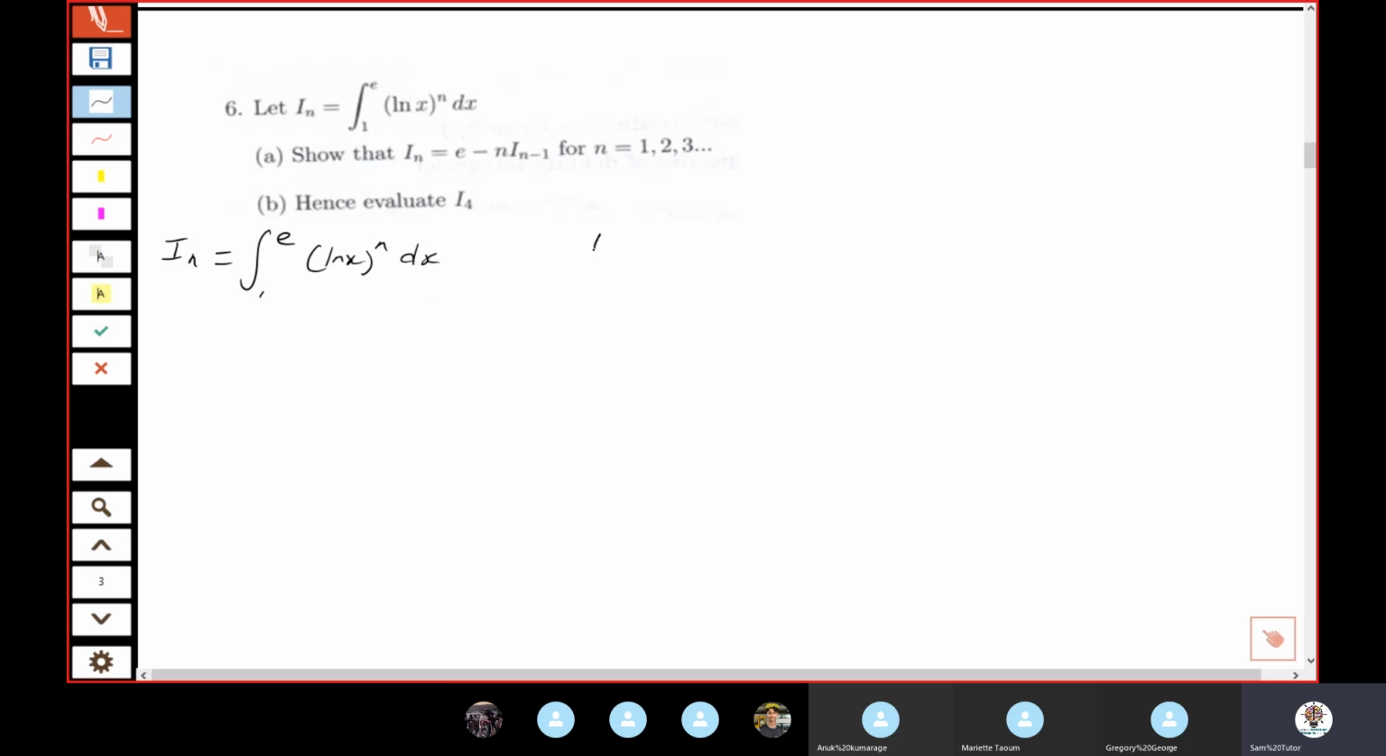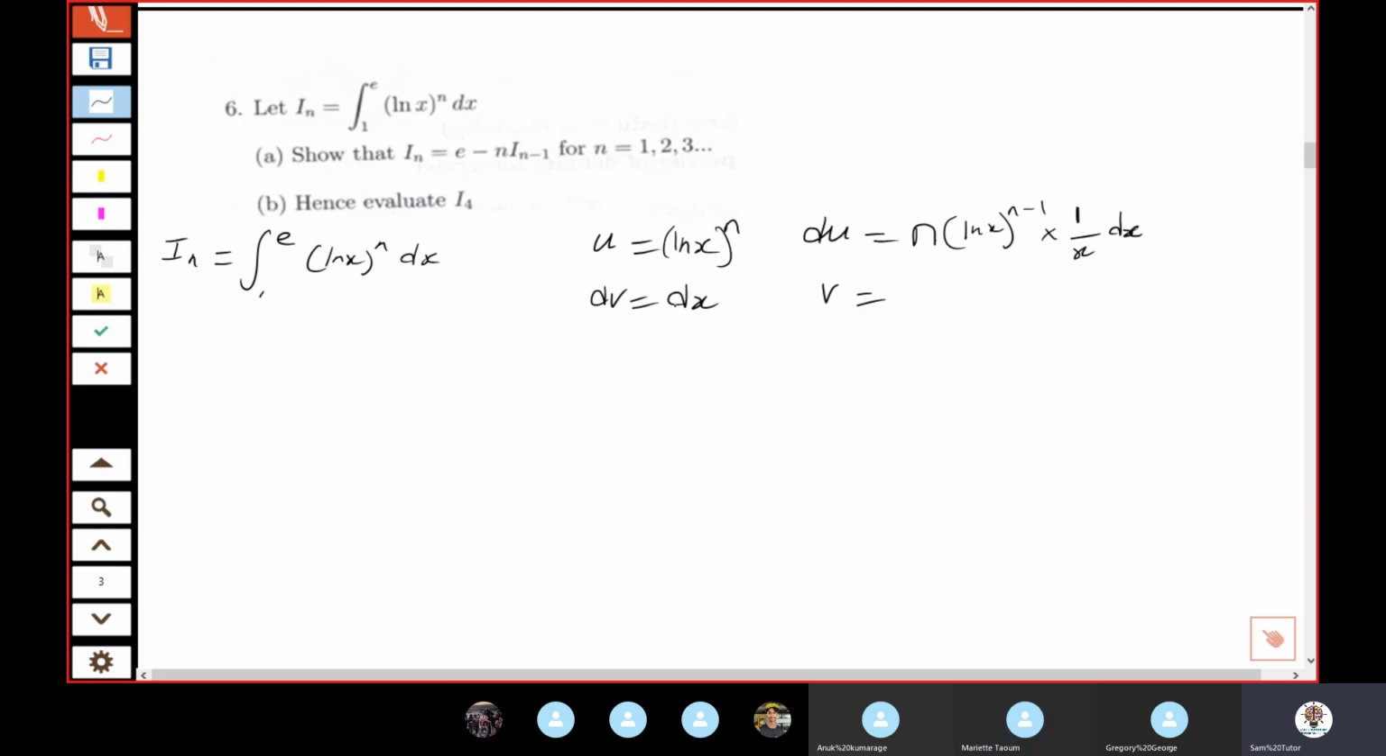Okay, who wants to tell me what the u would be? It's not that hard. What would u be? And obviously, what would dv be? Quick, come on. The ln x. Ln x to the power of n. Beautiful. And what would dv equal to? Just dx. And then what's the derivative of (ln x)^n? Chain rule. (ln x)^(n-1) times by the derivative of log x, which is 1 on x. Beautiful. We've done it now.